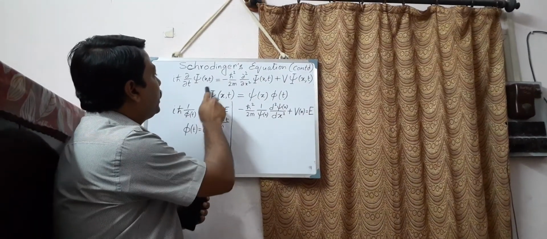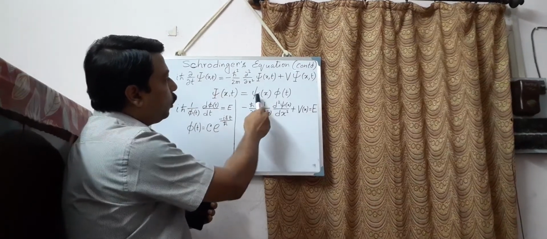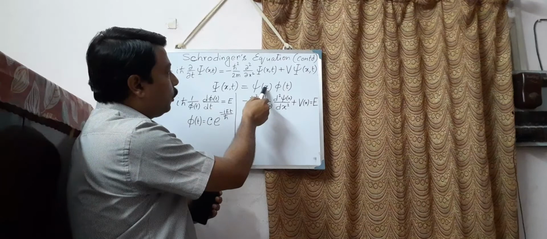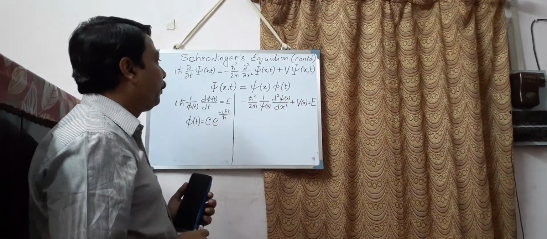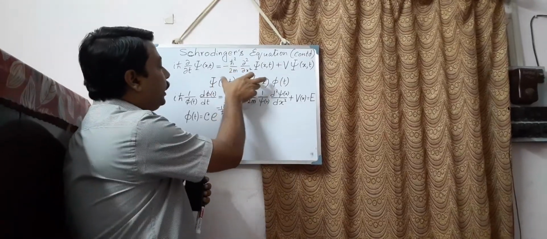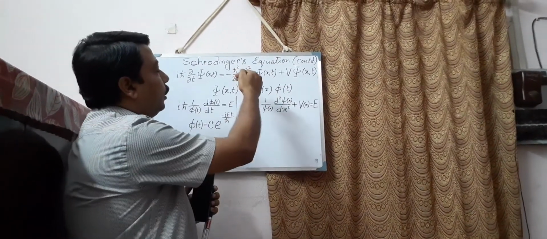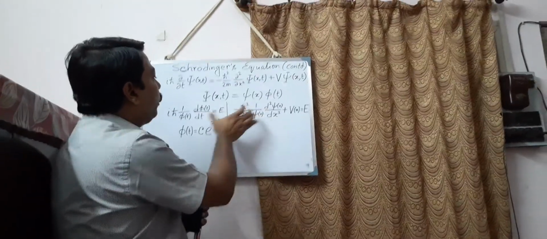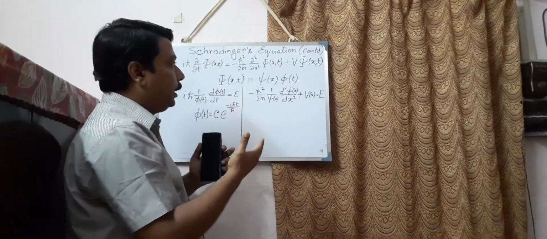We assumed this capital psi, which is a function of x and t, as the product of two different functions. Small psi, which is purely a function of x, and another function phi, which is purely a function of time. And using this, we put it back in this equation. Doing a few steps, we ended up with two separate equations where we had separated the variables x and t.